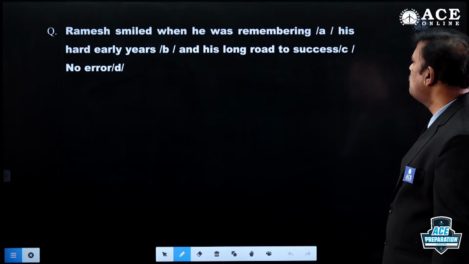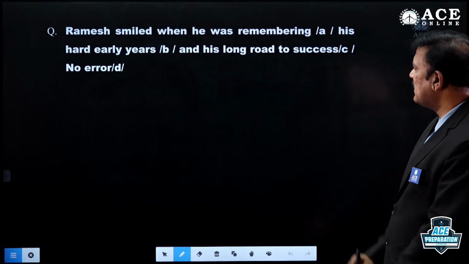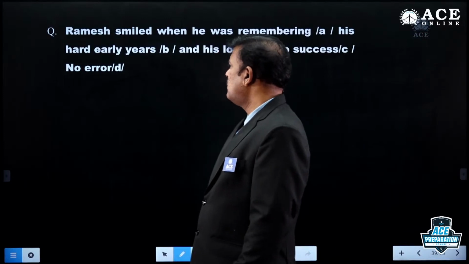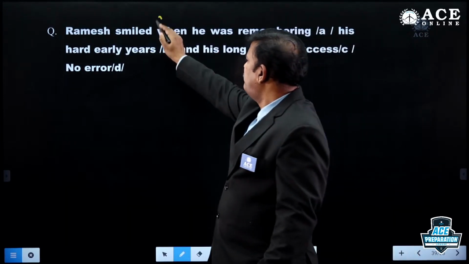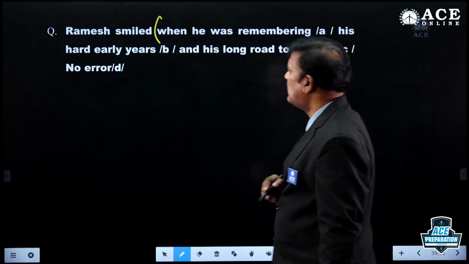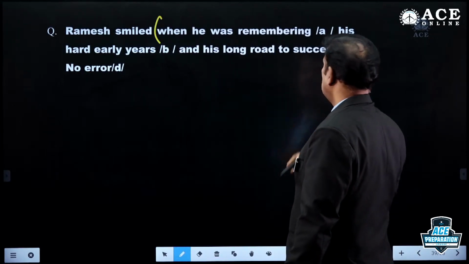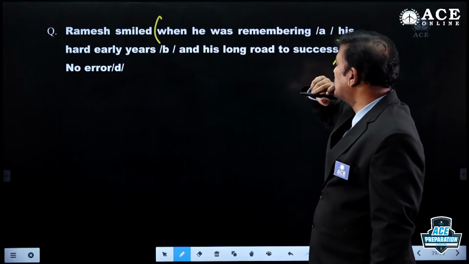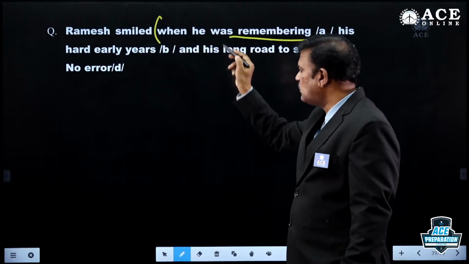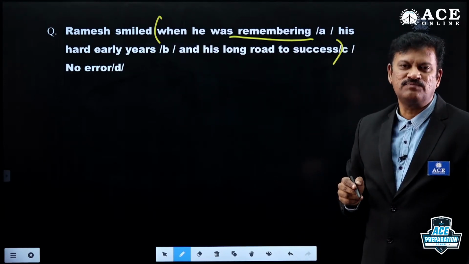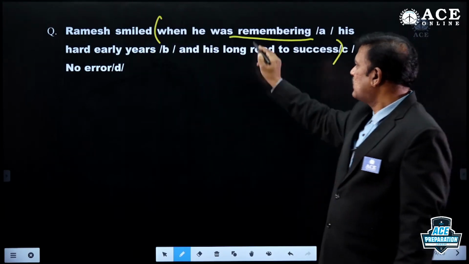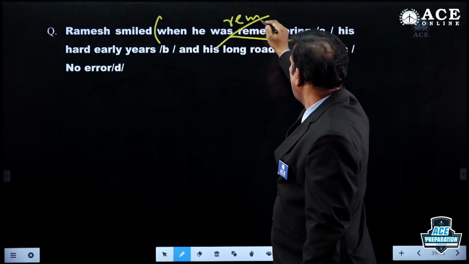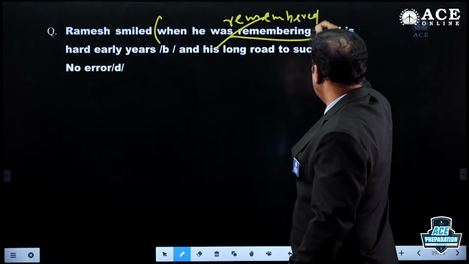But the error lies here. Ramesh smiled when he was remembering his hard early years and his long road to success. I think this is also an SSC last year bit. When he was remembering his hard early years and his long road to success, focus on the verb. This is past and this is also past, but what is the problem? Problem is with this verb. Remember is also a sense verb. Okay? Ramesh smiled when he remembered.